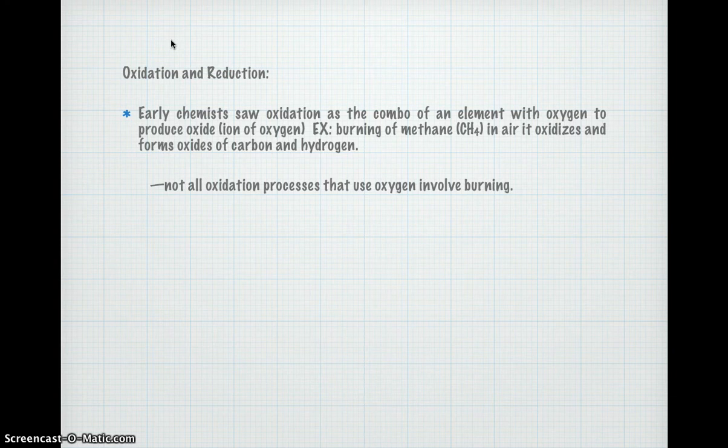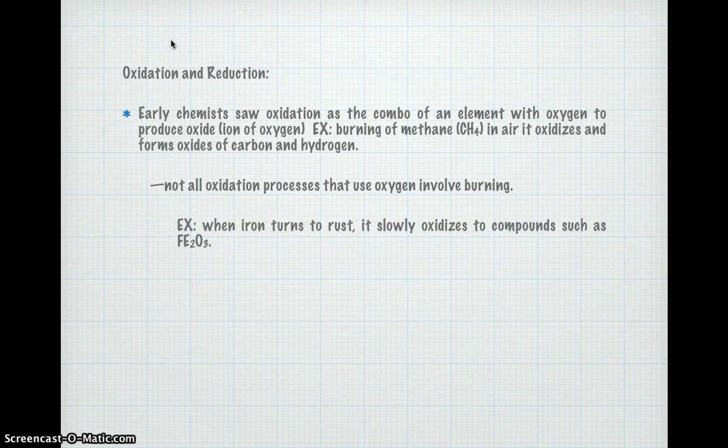Alright. Now, just because there's oxygen doesn't mean that all oxidation processes have to have burning. For example, when iron rusts, it slowly oxidizes to compounds such as iron oxide, Fe2O3. Another example of oxidation that does not involve burning would be the bleaching of stains in clothes.